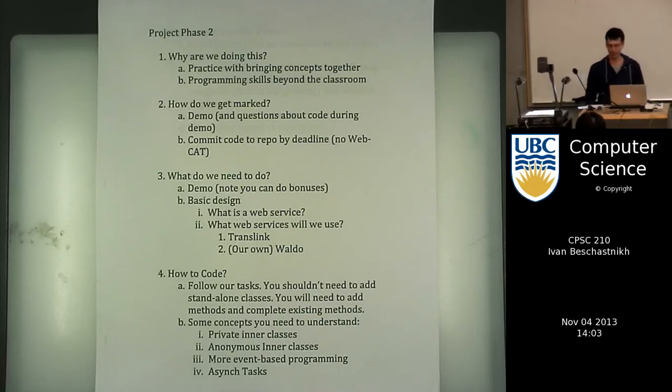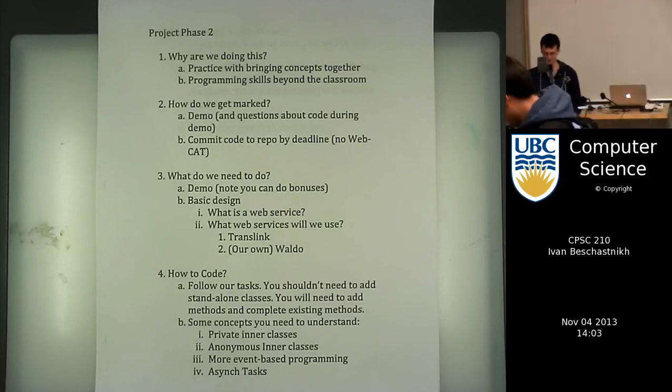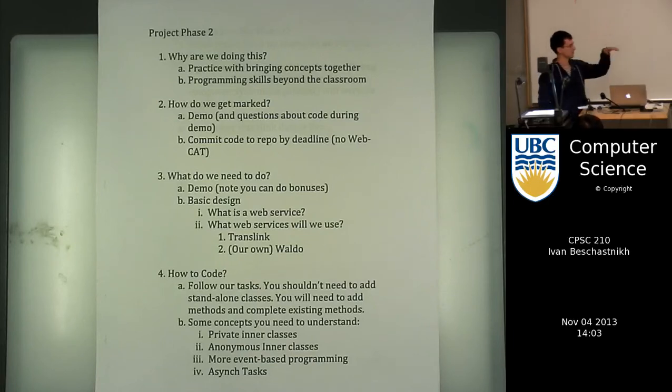So what we're going to talk about today, here's the really detailed outline. We'll cover phase 2. We'll talk about why we are doing this. Why are we torturing you with this big project? We're going to talk about how phase 2 will get marked. It's going to be rather different from phase 1. What you need to do exactly. And then we're going to dive into some coding concepts, which I put up on the board as well.